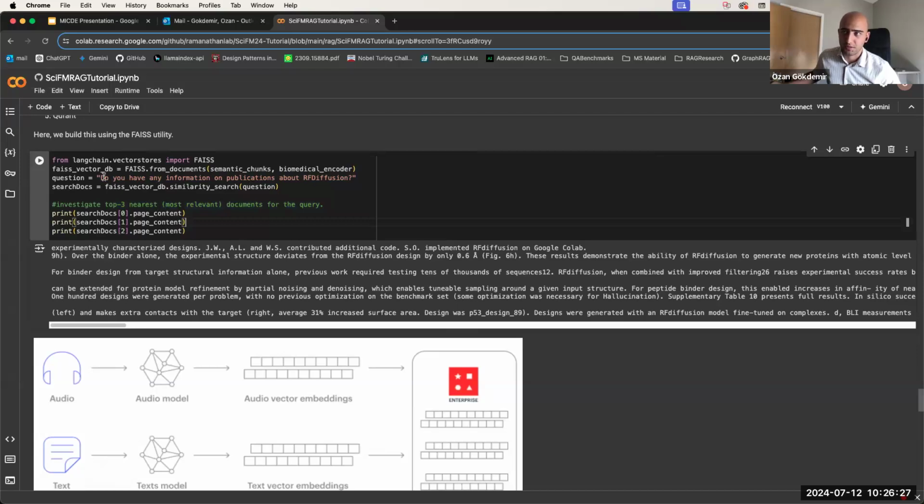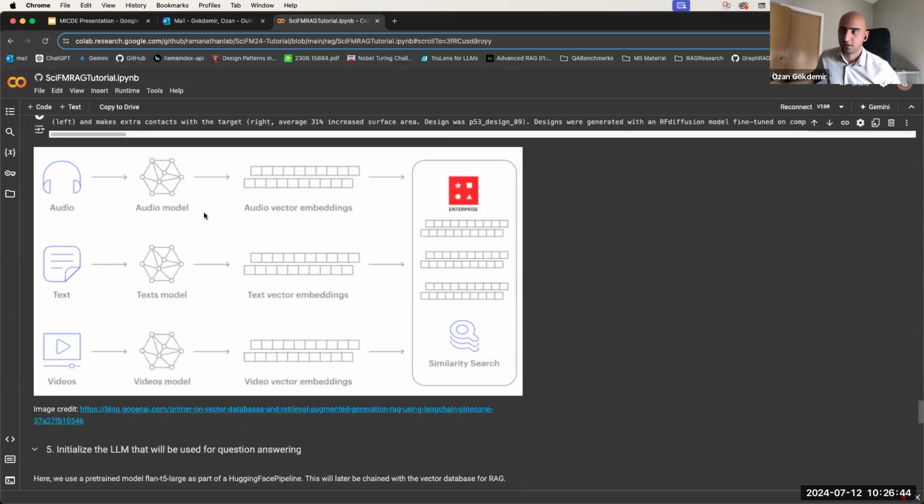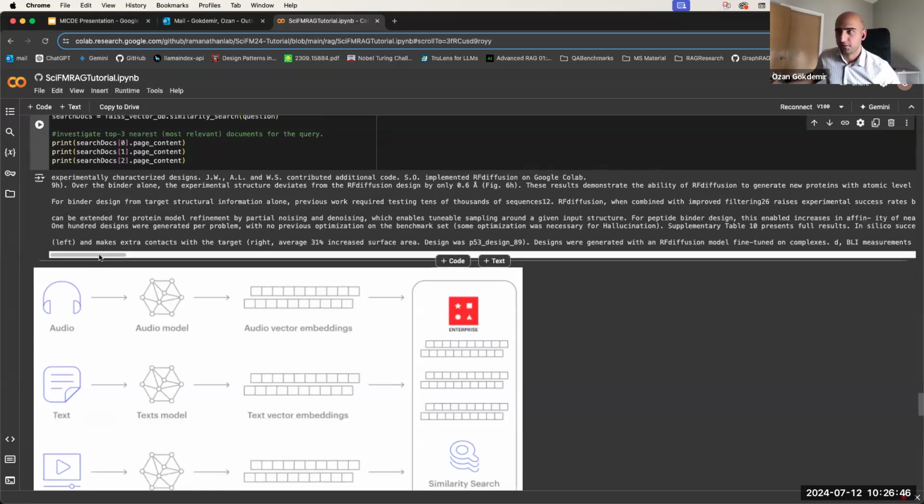And what was our question? Do we have any information on publications about RFdiffusion? RFdiffusion is a method that was released years after PubMedBERT was trained. So there is no way it was ever in its training data. I want to make that clear. And let's look at what it retrieved. I'm not going to read the whole thing, but this is talking about RFdiffusion. This is talking about RFdiffusion.